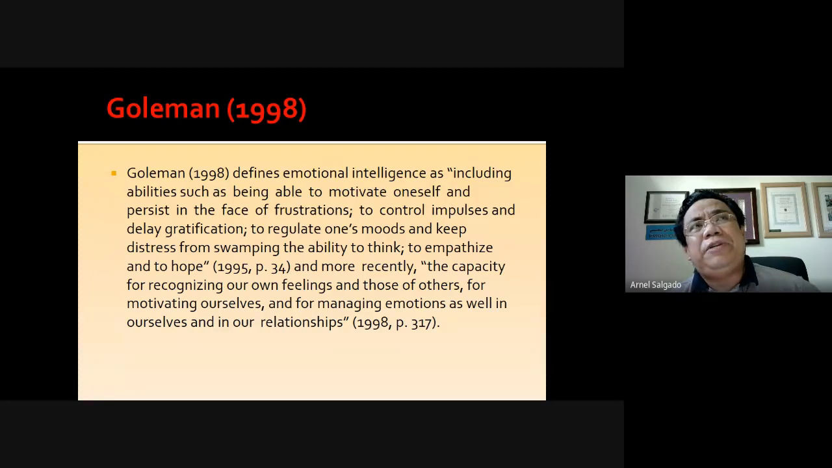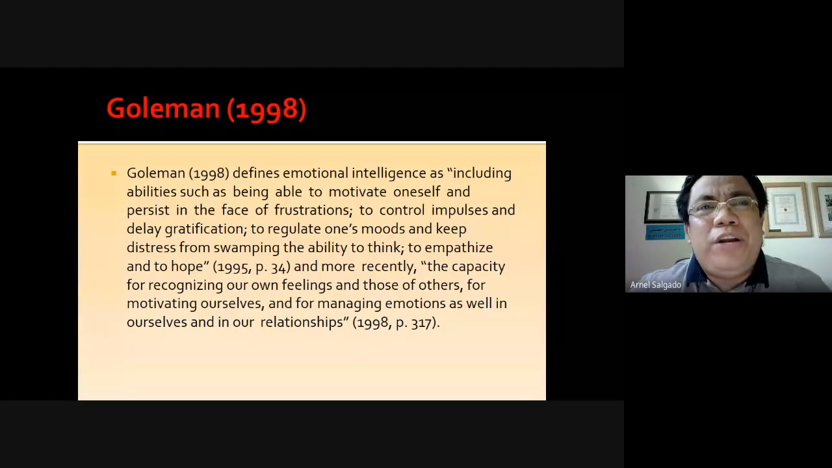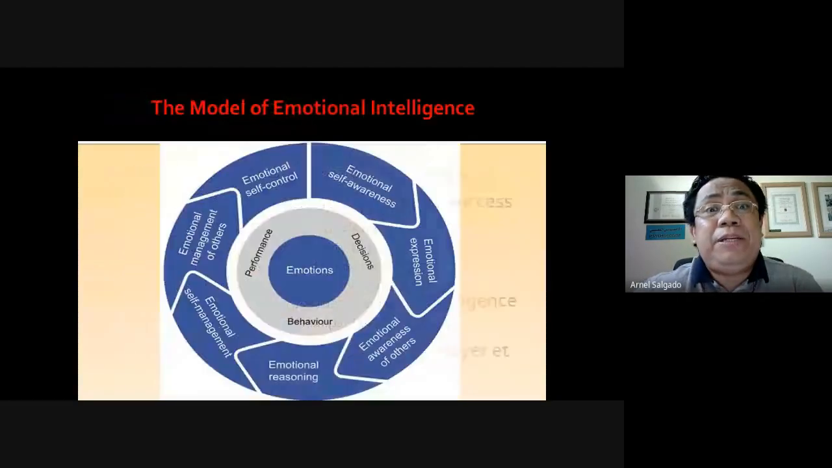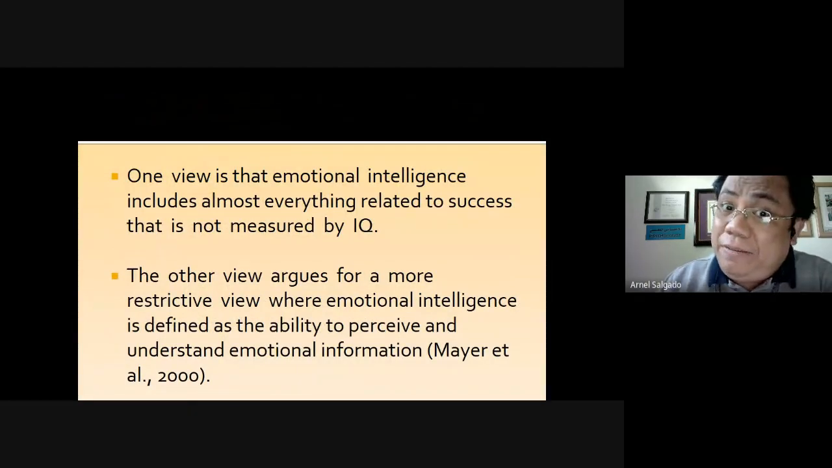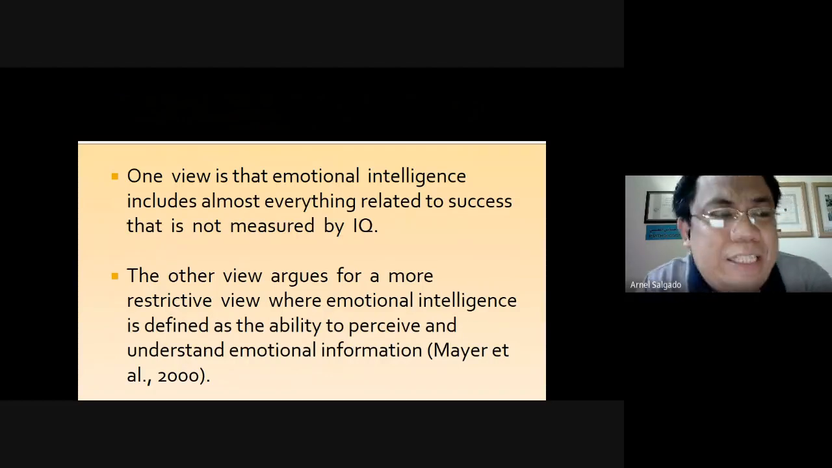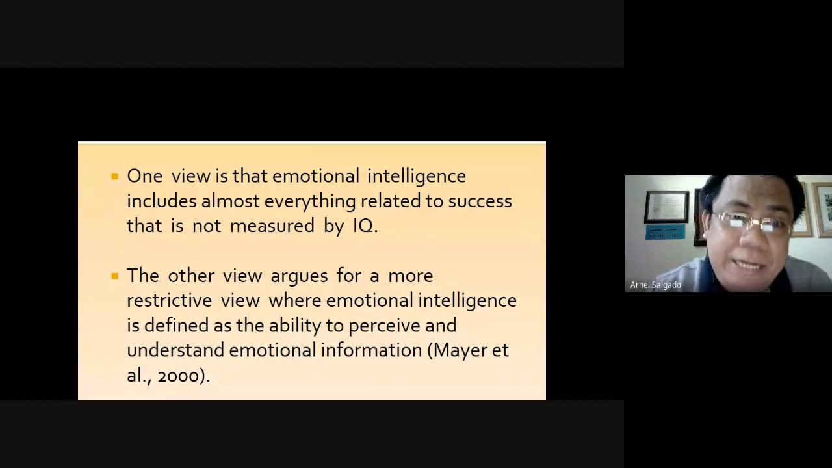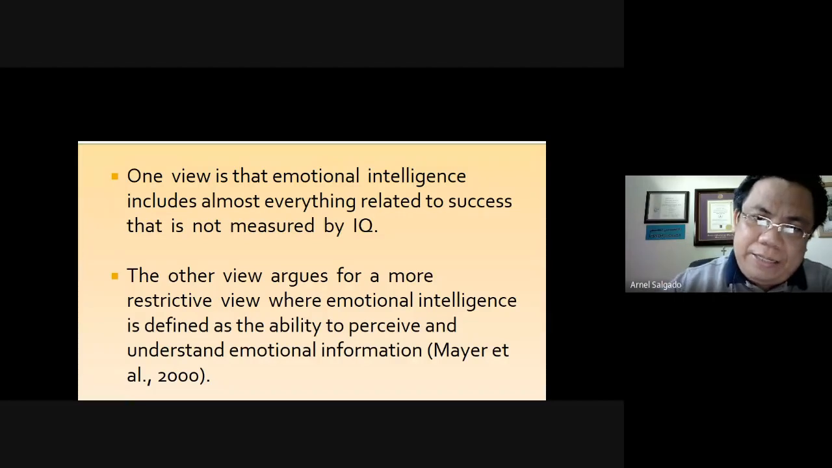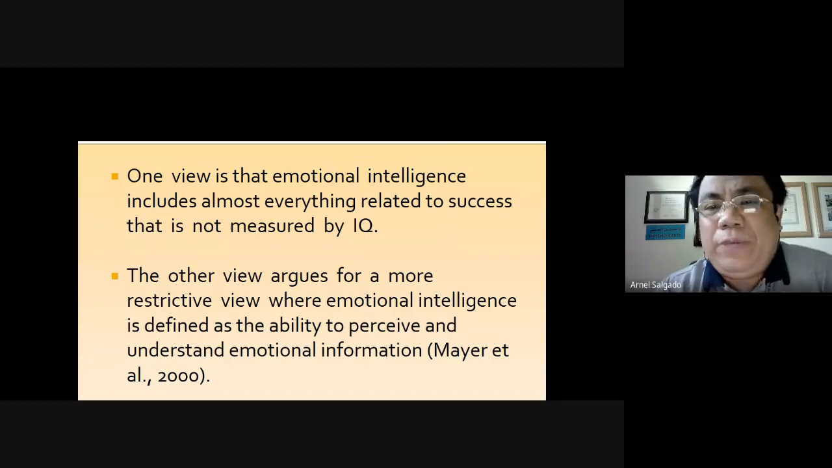Now, emotional intelligence is really still a new concept. Although it started in 1998, there are so many controversies here because one area of emotional intelligence devoids IQ. Imagine that, one view, as I mentioned earlier, that emotional intelligence includes almost everything related to success, not measured by IQ. For me, this is controversial. You get the point? Because the capacity to utilize your IQ in order to control your emotion is still the best. And in number two, it already has IQ because you utilize everything in order to understand your emotion and understand the emotion of other people. So this is exactly what I'm trying to tell you.